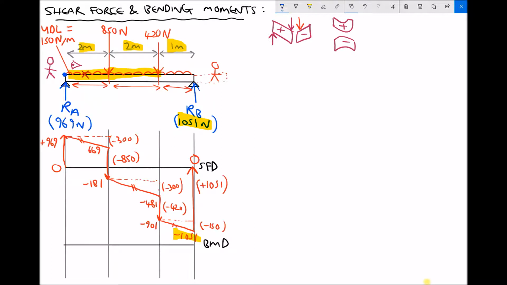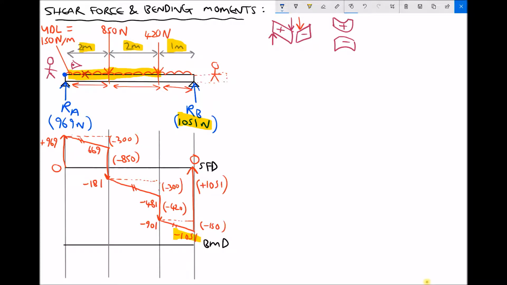Now that we've completed that for our shear force diagram, we're going to repeat the process, but this time we're going to repeat it in order to evaluate the bending moments. And recall that a bending moment is a force times a distance. Now let's begin at the left-hand support.